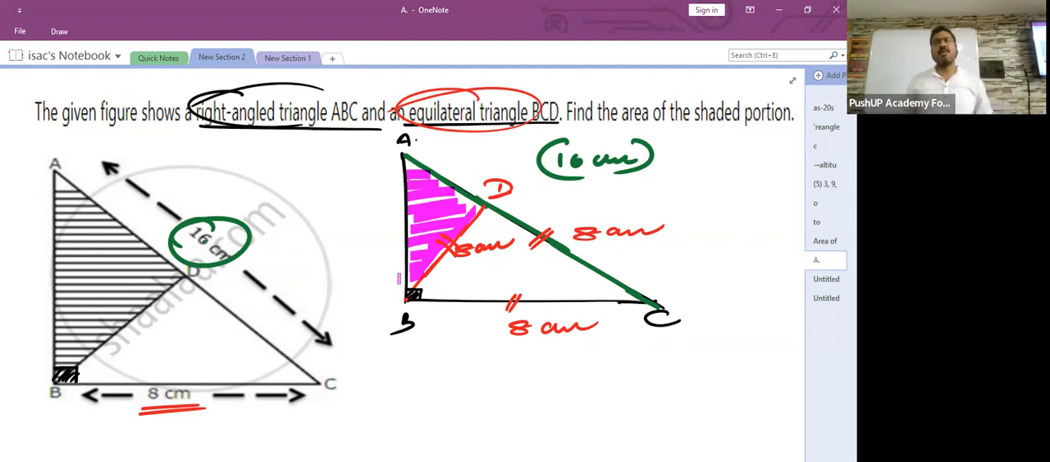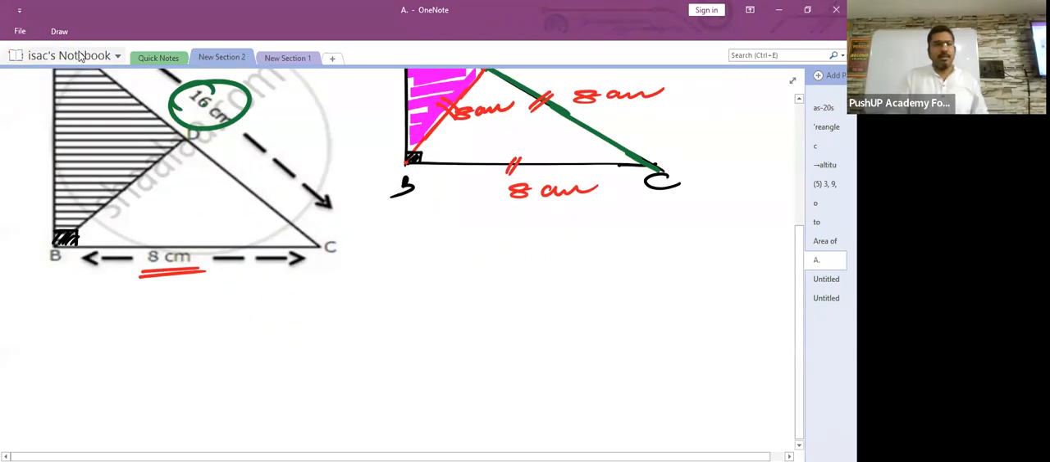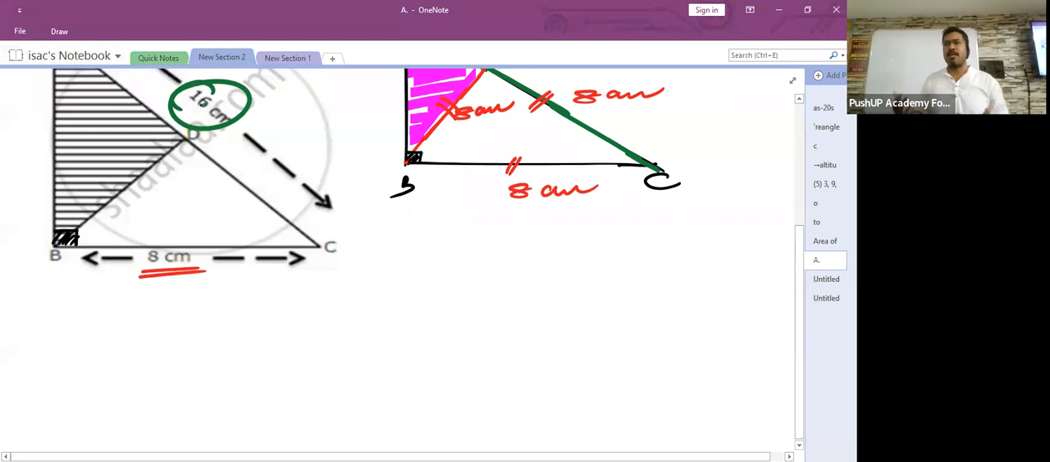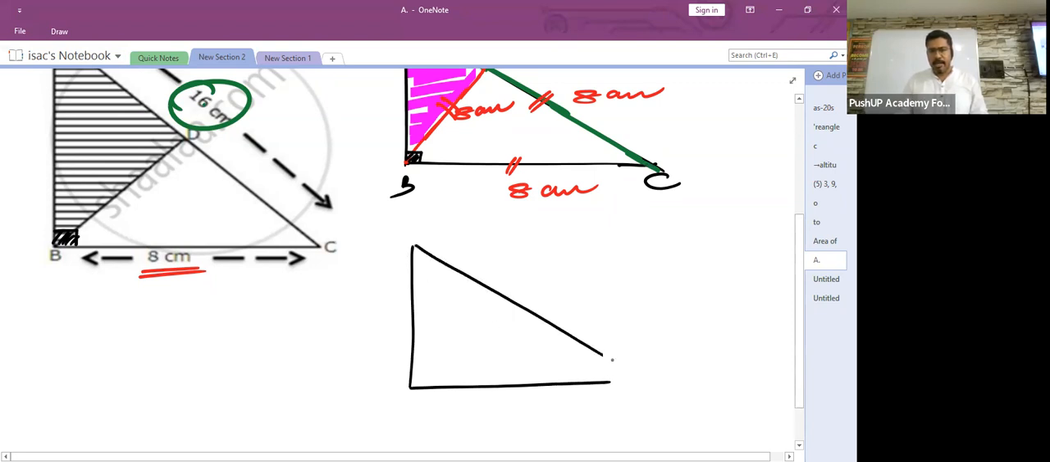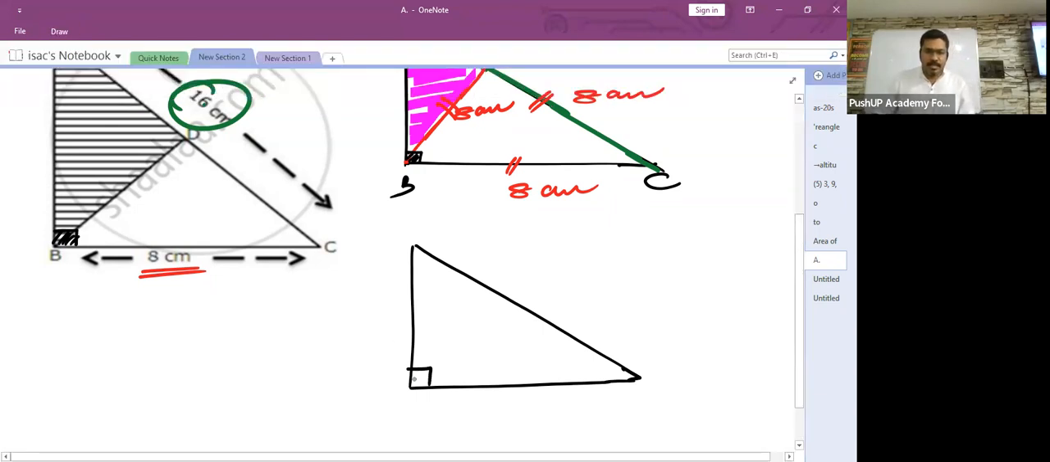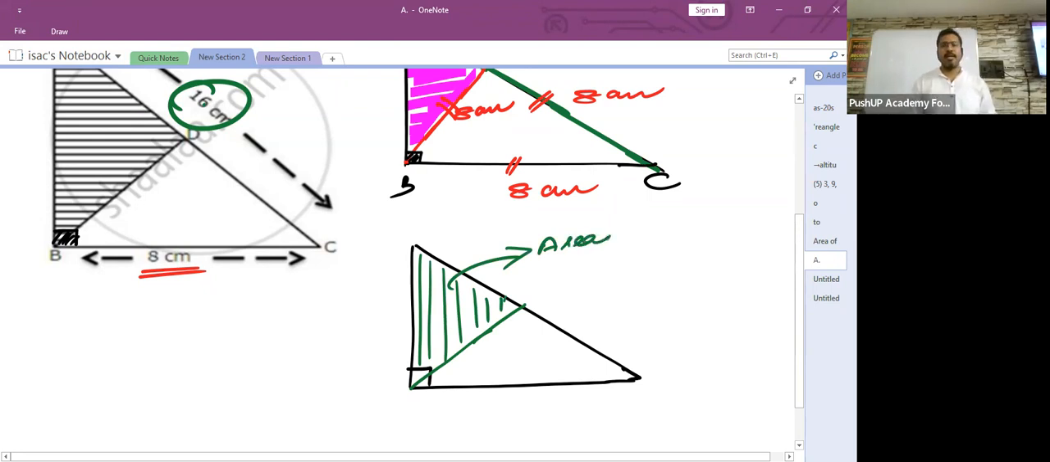Okay, very simple, children. See the logic. First you understand the logic, then I will teach you how to solve it by using the formulas. Okay, children, this is the triangle, the big triangle ABC. Then this is the triangle which is shaded. And they are asking you how much is the area of this shaded portion. How can you find it?